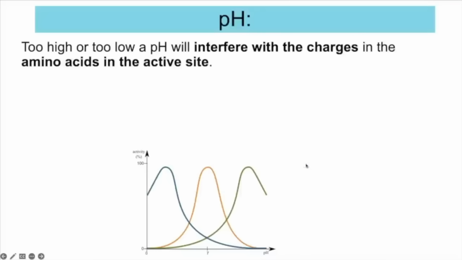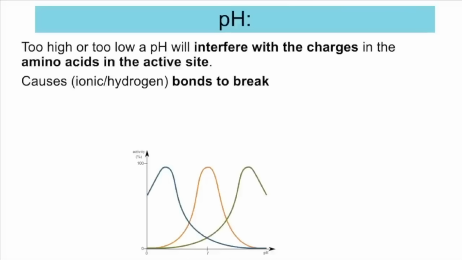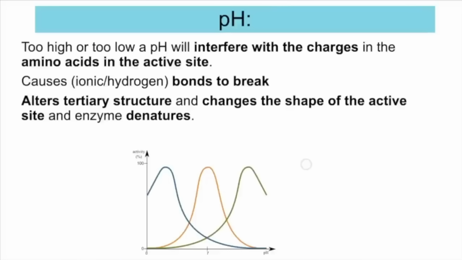Next then we have a look at the pH, and too high or too low a pH will interfere with the charges in the amino acids in the active site. That will cause the ionic and the hydrogen bonds to break, and therefore that unique 3D shape of the tertiary structure unfolds. That changes the shape of the active site and the enzyme denatures.